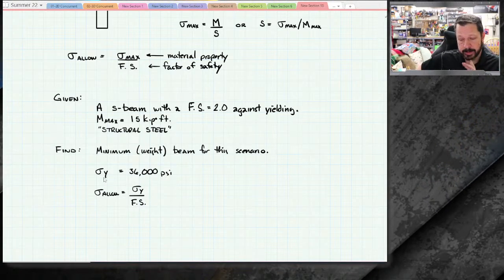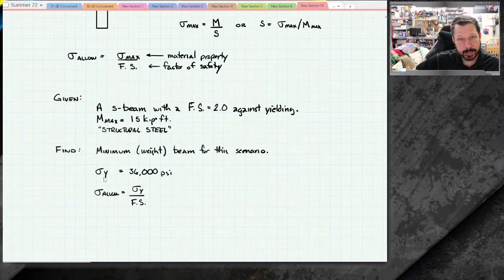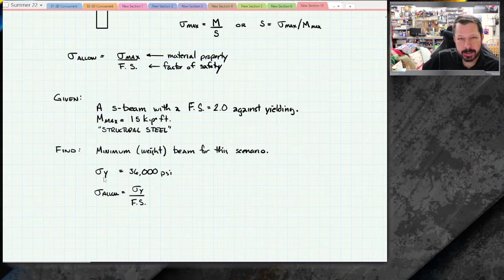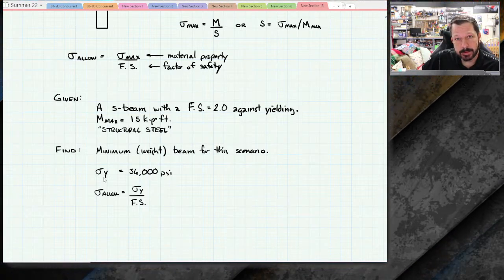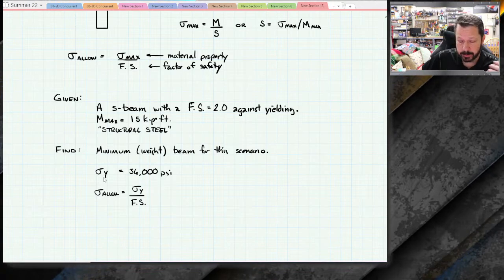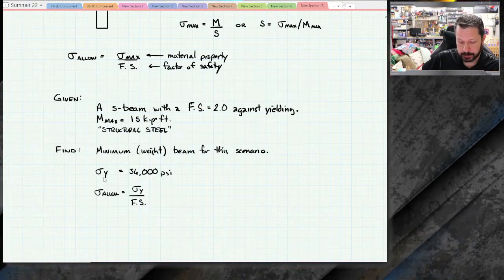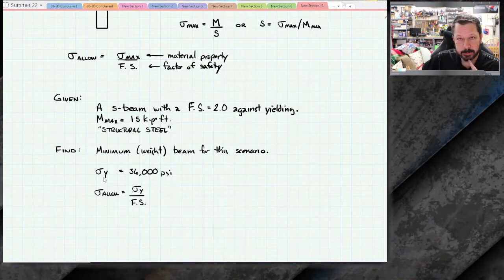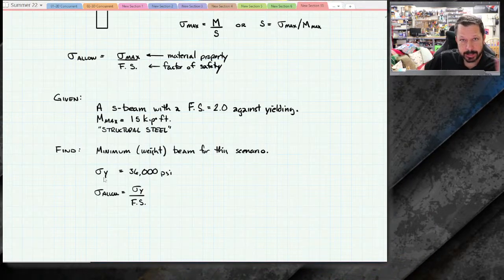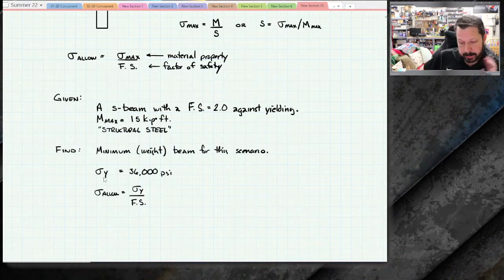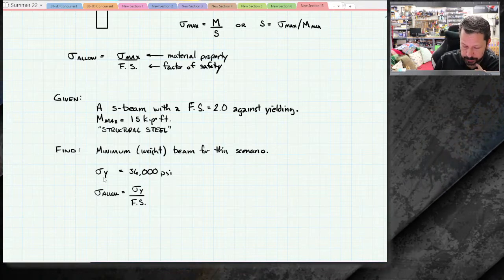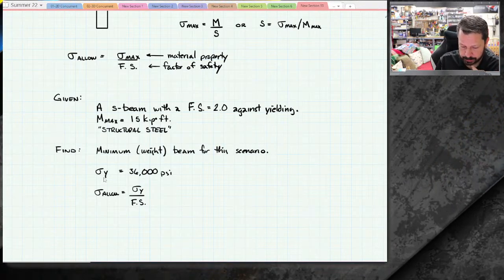Sometimes it might be that your factor of safety is against fracture, but most of the time your factor of safety is going to be against yielding because you don't want the part to permanently deform anyway. So most of the time your factor of safety will be against elastic strength, yielding, that kind of thing. But you could assign it against fracture if you wanted to, just for a test question or something.